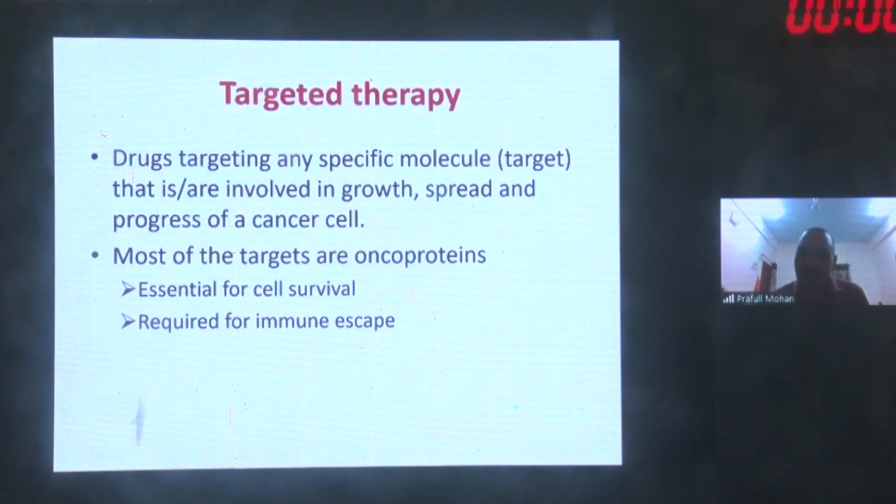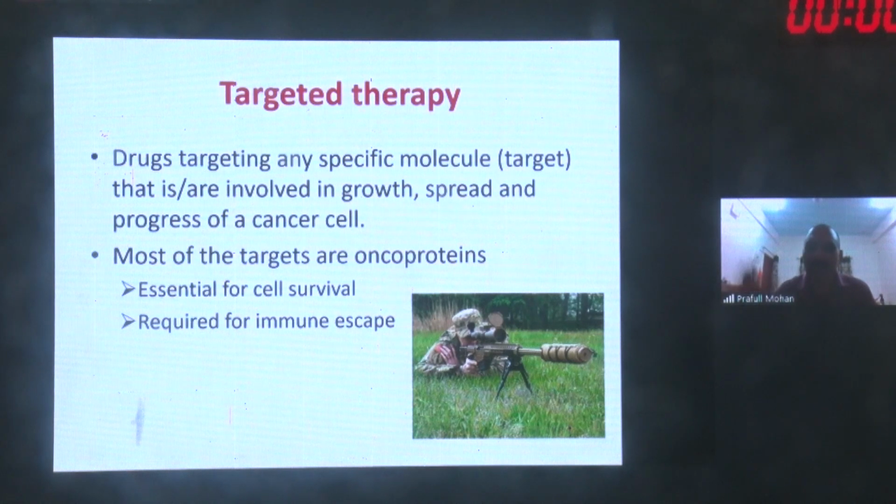We talked about the mutations which are behind every cancer cell. So a mutation gives rise to an oncogene from a proto-oncogene, and an oncogene gives rise to an oncoprotein, and then we try to target these oncoproteins so as to make our therapy more focused. So these oncoproteins can be of two types. They can be those proteins or targets which are essential for the survival of the cell. They can be those proteins which help the cell escape the immune response. We'll try to talk about them as an example. So basically, it's more like a sniper. You identify a particular cell and you only want to kill that cell and not cause any collateral damage.